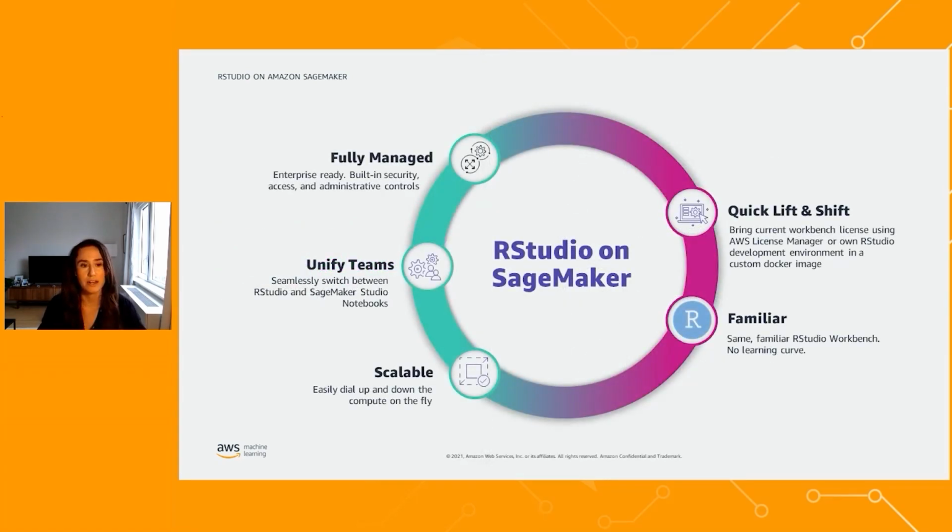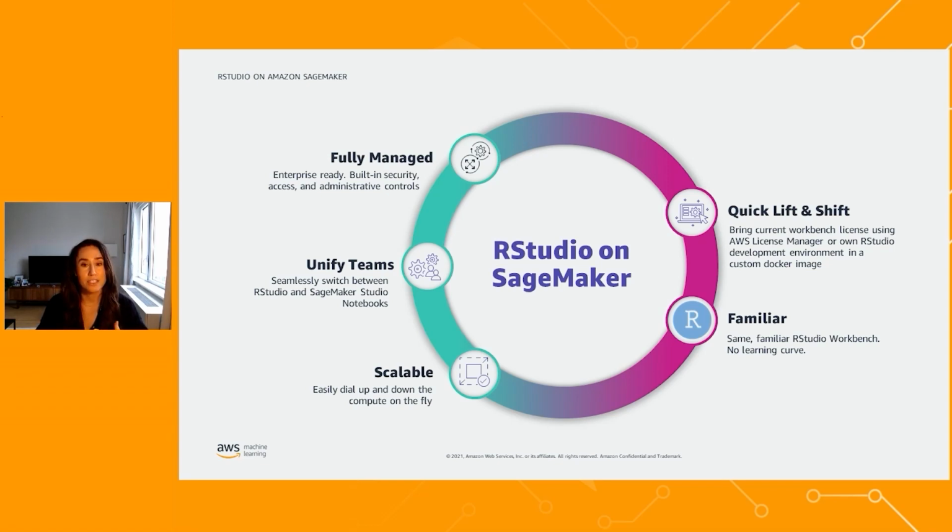So RStudio on SageMaker is fully managed, which means it uses Amazon SageMaker to build, maintain, scale, and secure RStudio deployments. So there's no need to actively manage clusters and update versions. It's all fully managed and enterprise ready. So you can choose a variety of different instances available at AWS that could be compute optimized, memory optimized, and GPU instances. And with each session, you choose which instance type is best for you and your workloads. So you can easily scale and spin up and spin down based on your needs.